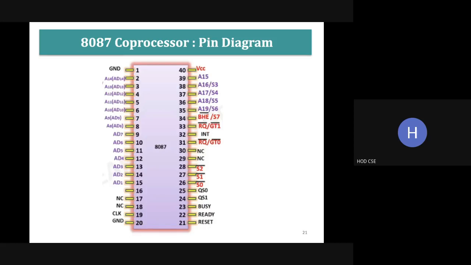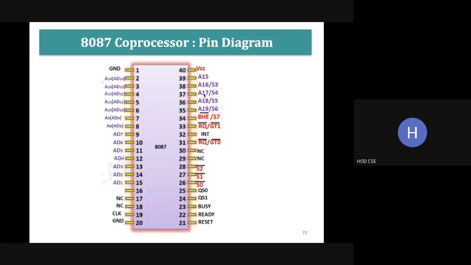What is BHE? BHE is the bus high enable signal. I hope you're not studying properly, it seems. Are you referring to the notes and studying? BHE is the bus high enable signal, which is used to select the bank. In 8086, we have odd bank and even bank. So BHE along with A0 is used to select the bank, odd bank or even bank.